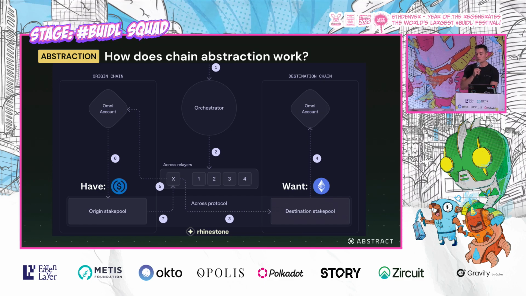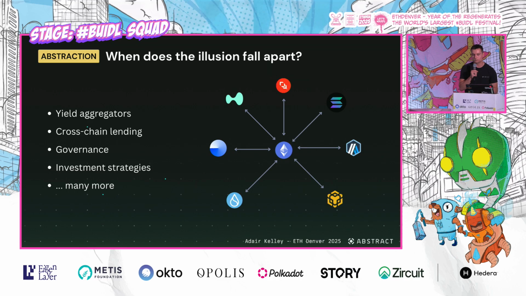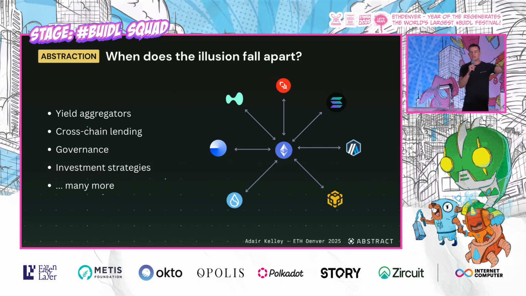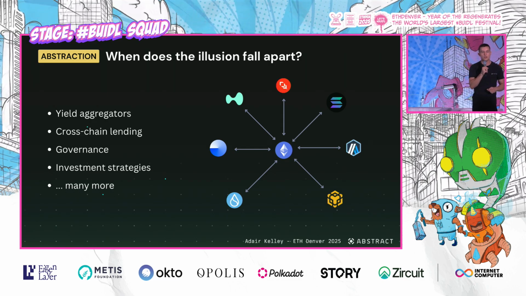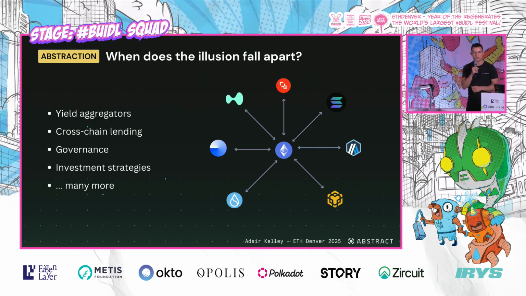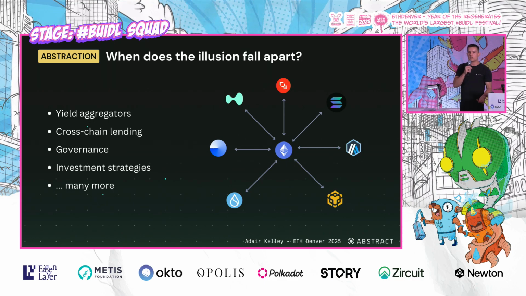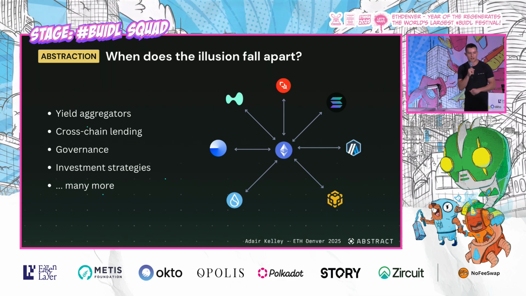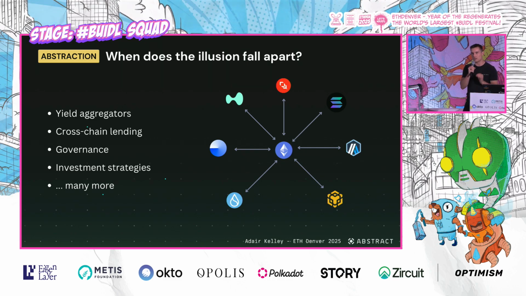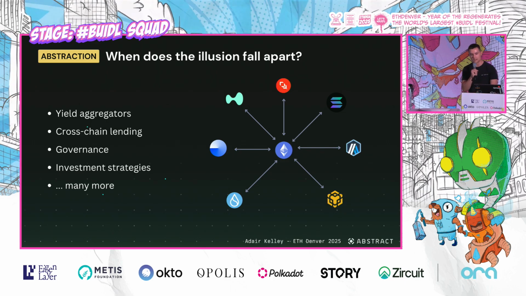But if you try to use this for any applications or protocols, the illusion starts falling apart. So if you think about yield aggregators or cross-chain lending, where you have assets on Ethereum and you want to borrow them on Optimism, or cross-chain governance, when you want to create decisions between multiple different chains, or even investment strategies, where you hold assets on one chain, move them to another to essentially act as another yield aggregator. You cannot use these chain abstraction solutions because the liquidity is not abstracted. It's completely fragmented across all these chains, despite what the user interface tells you.